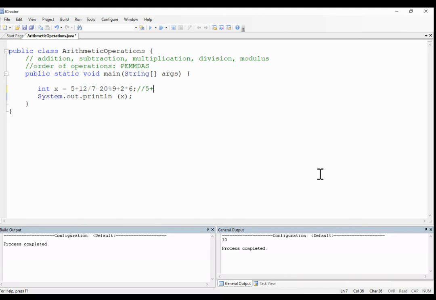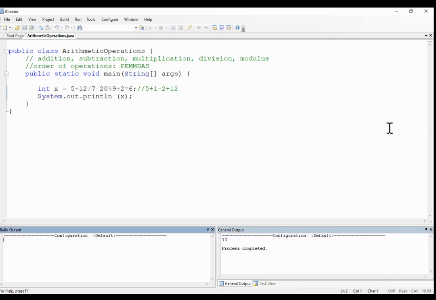So 12 divided by 7 is 1, and then you ignore the decimal. And then we have minus, and then 12 mod 9. When you divide 12 by 9, you get 1, and the remainder is 3. So the remainder is 3. And then plus, we don't perform the addition, then you multiply. So that's 12. And then you can add and subtract. So we have 5 plus 1, 6, minus 2 is 4, so that's 16.